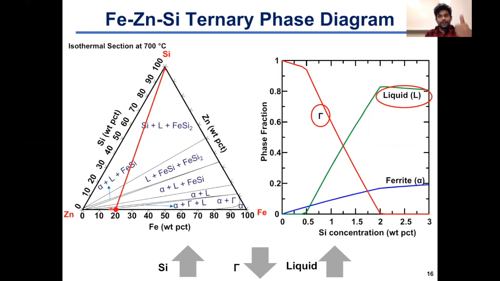So as we increase the silicon content of the alloy, we reduce the intermetallic phase stability, and we increase the amount and stability of the liquid. So that's what thermodynamics also tells us, which backs up our observation from our coating microstructural study, which also explains why the low silicon and the high silicon steel had different liquid metal embrittlement behavior.